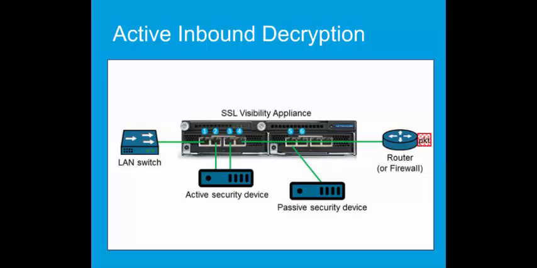When the SSL Visibility Appliance is in line, traffic is sent to the security device. The active security device may find some of the traffic to be bad, for example, containing a virus or malware, in which case it will get blocked, dropping the flow. If the active device returns the traffic back to the SSL Visibility Appliance, it is assumed to be good or virus-free. It is re-encrypted and sent to the destination.